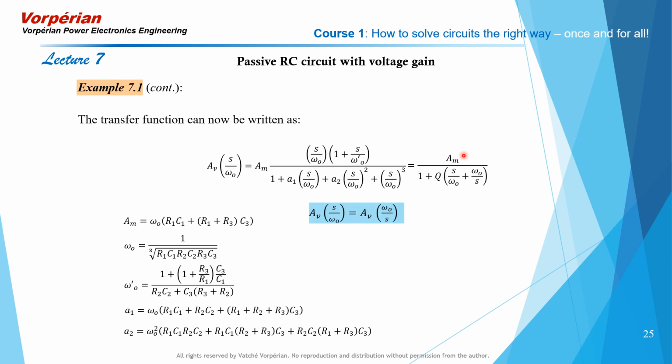And by symmetry we mean that A_V of S over omega naught equals A_V of omega naught over S. This symmetry is with respect to the logarithmic frequency axis, because for a causal system we cannot have symmetry with respect to the natural frequency at any finite frequency. Be that as it may, we look for an additional relationship between the circuit components so that at the resonant frequency omega naught we have just a bit of peaking greater than unity.